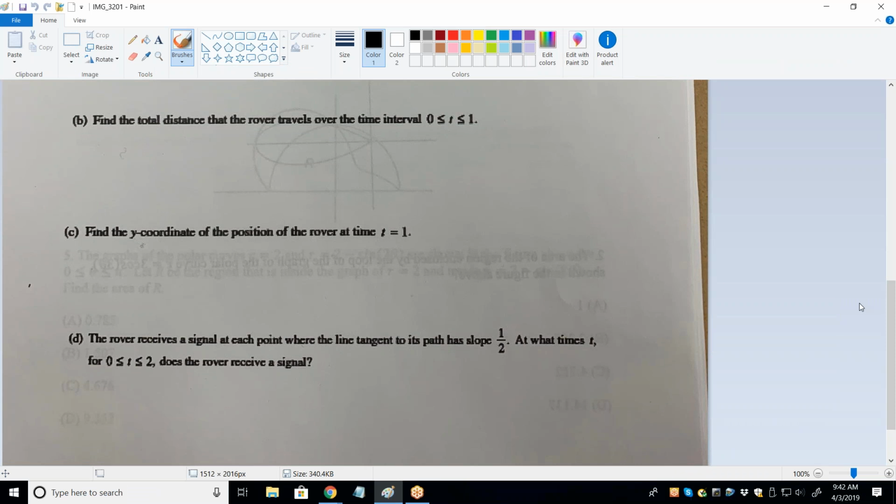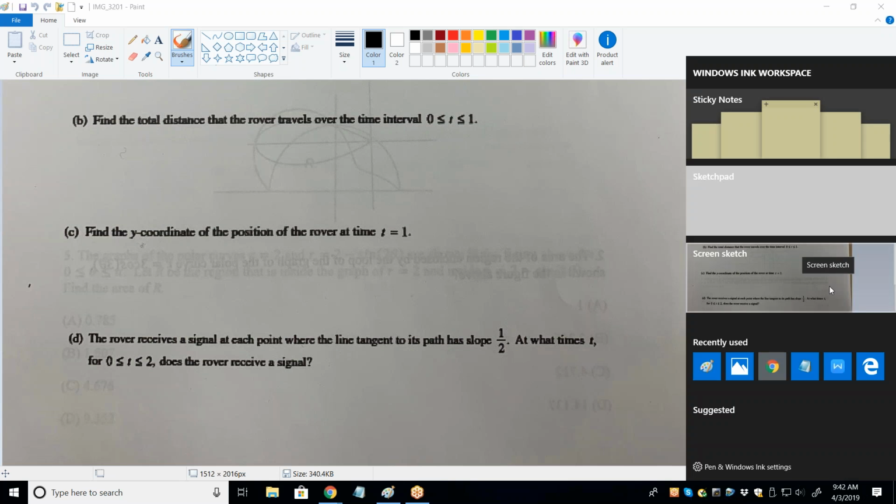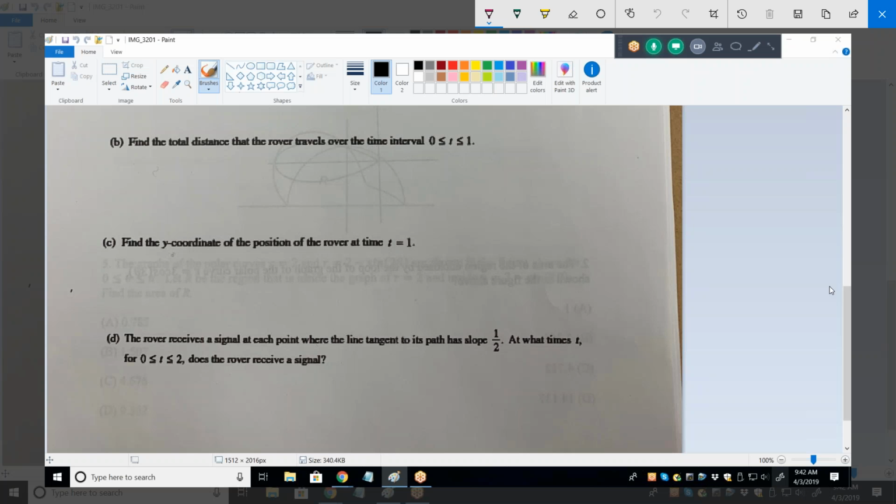How about B? Find the total distance that the rover travels over the time interval 0 is less than or equal to t is less than or equal to 1, from 0 to 1. Can you give me the equation for that? Well, total distance traveled, so we'd have to take the integral. It's arc length they're asking about. In other words, if you take your rover and follow it along that initial curve, the total distance traveled is going to be the length of that arc, going from 0 to 1 second.